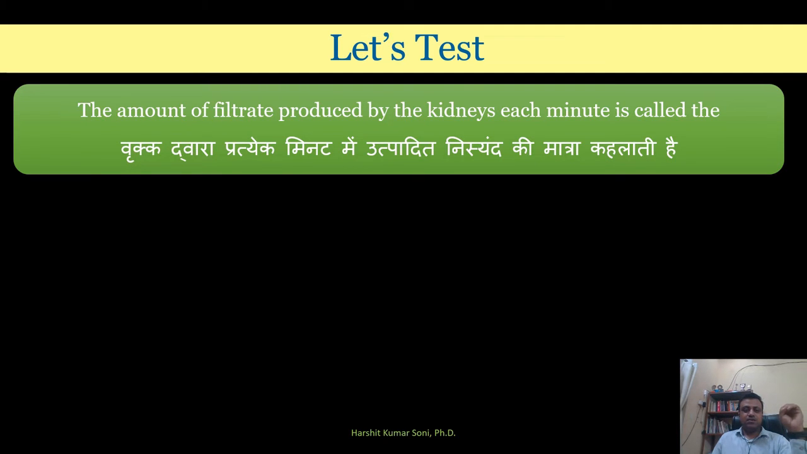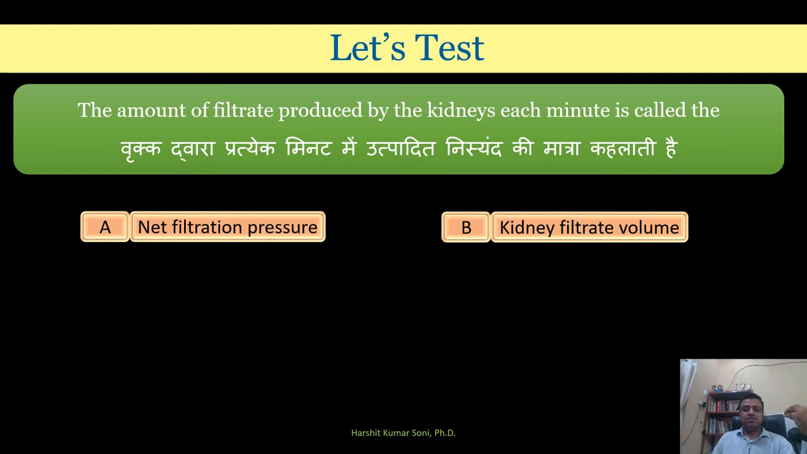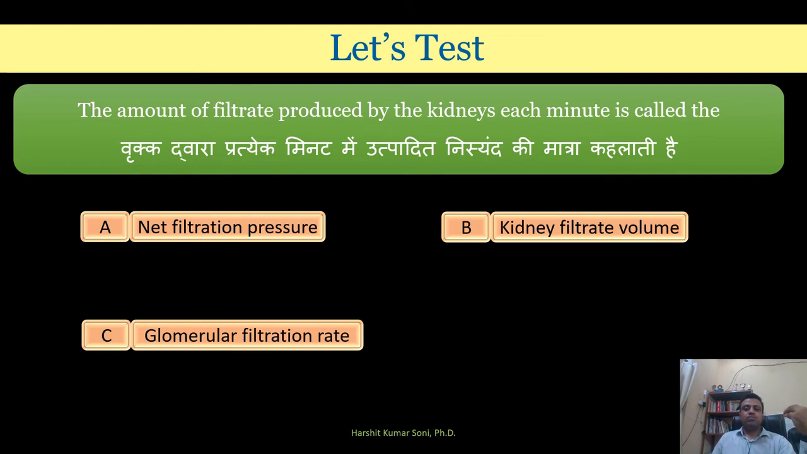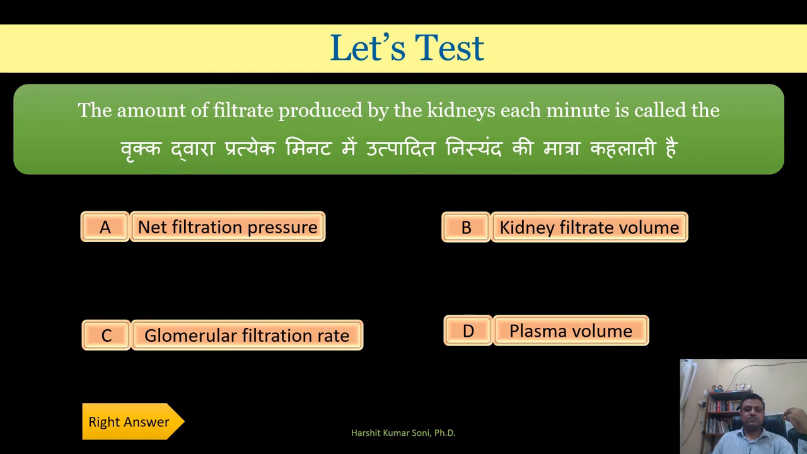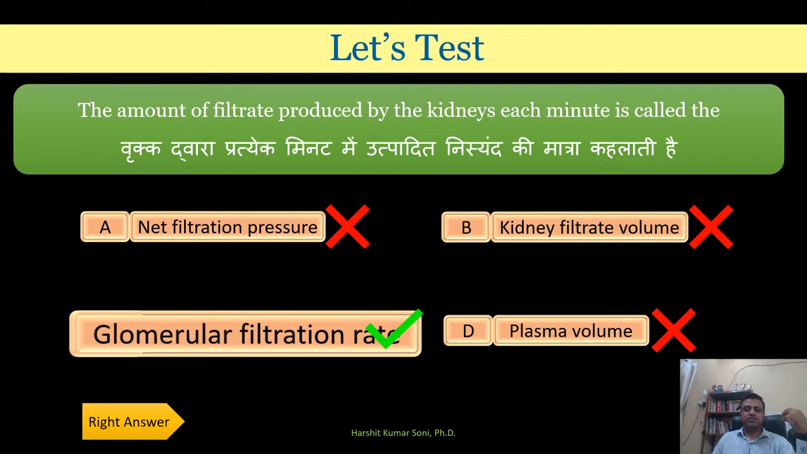तो बताइए, the amount of filtrate which is produced by kidney each minute, what it's called. वृक्क के द्वारा प्रत्येक मिनट में उत्पादित जो फिल्ट्रेट है, निस्यंद है, उसकी मात्रा को हम क्या कहते हैं? आपके ऑप्शन है ए नेट फिल्ट्रेशन प्रेशर, बी किडनी फिल्ट्रेट वॉल्यूम, सी ग्लोमेरुलर फिल्ट्रेट रेट, और डी प्लाज्मा वॉल्यूम. थिंक इट. ओके. Oh, correct answer is glomerular filtrate rate, GFR.